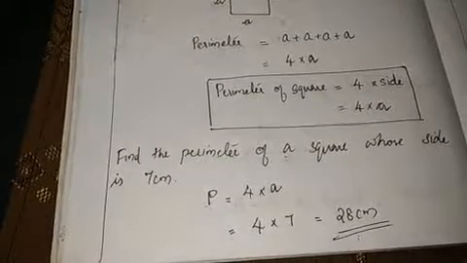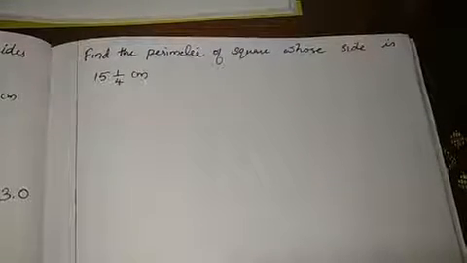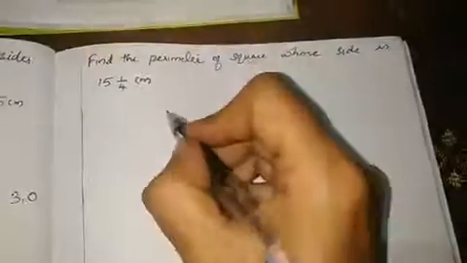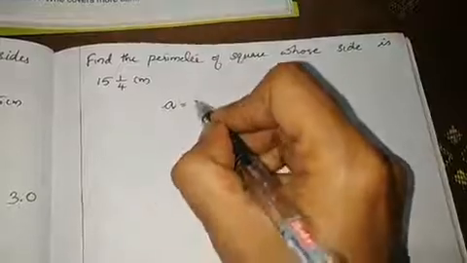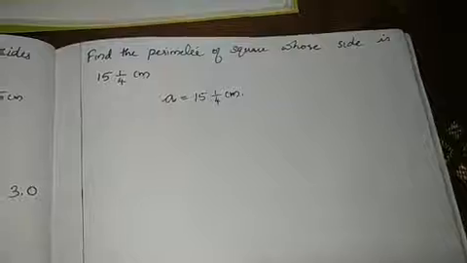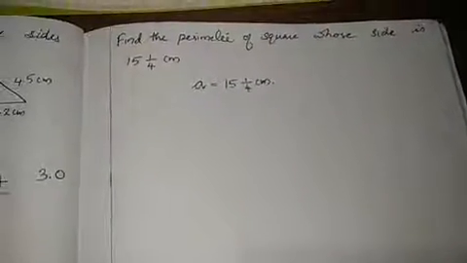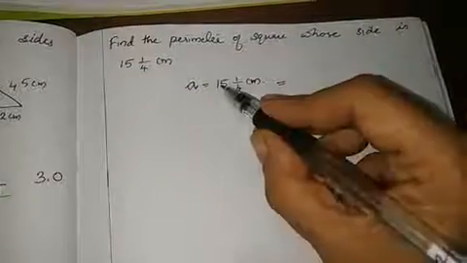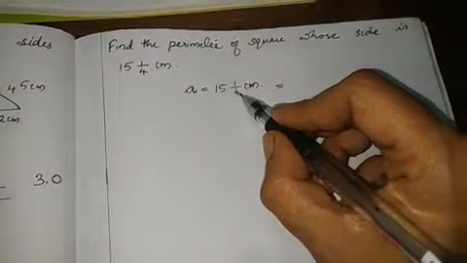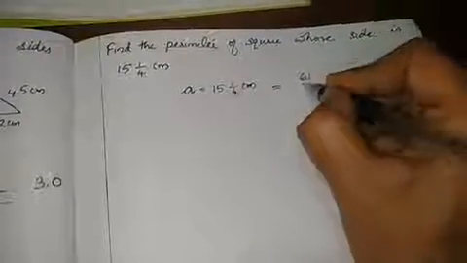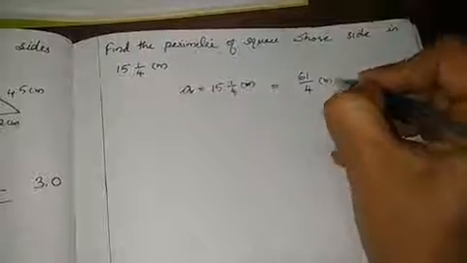Write the next question. Find the perimeter of square whose side is 15 1 by 4 centimeter. So the given side length is 15 1 by 4 centimeter. It's a mixed fraction. You know, when you get a mixed fraction, we have to change this into improper. So 15 into 4. What is 15 into 4? 60. 60 plus 1, 61 by 4 centimeter.